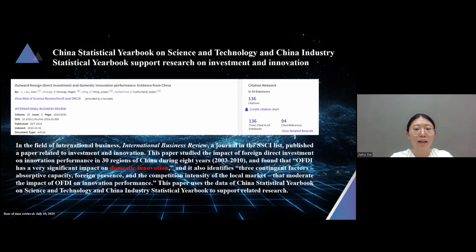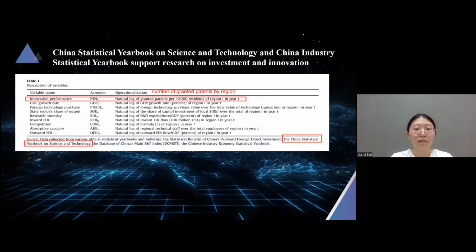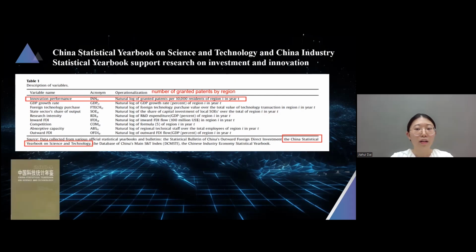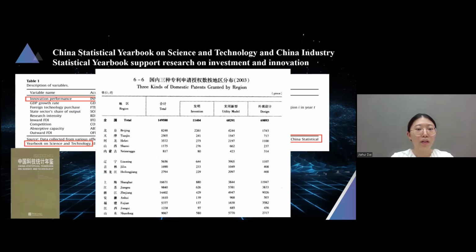And to draw such a conclusion, relevant data are particularly important. As can be seen from the table, the number of patents granted by region is needed to calculate innovation performance. The authors use the relevant data of patents granted by region in China's Statistical Yearbook on Science and Technology. This is the actual data in this yearbook, including the number of patents granted by region for invention, utility model, and design patents, and their total number.